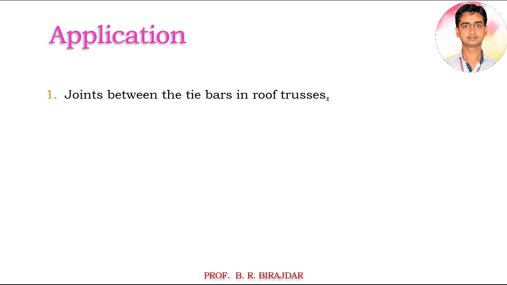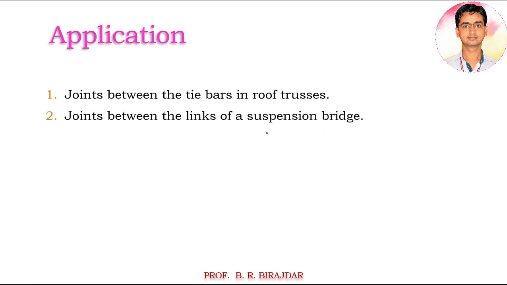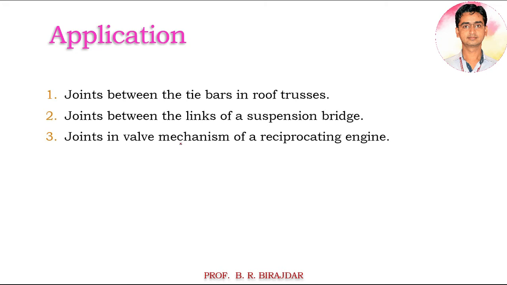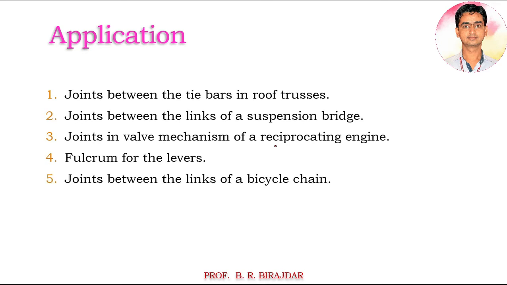Now where can we use this knuckle joint? The first one, joint between the tie bars of the roof truss, which we will see in a figure on the next slide. Then joint between the links of the suspension bridge, even in the two-wheeler suspensions we use this knuckle joint. Then the joint in the valve mechanism of the reciprocating engine. Then the fulcrum of the lever. Then joint between the links of the bicycle chain.